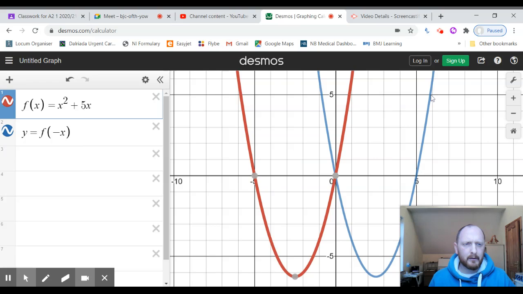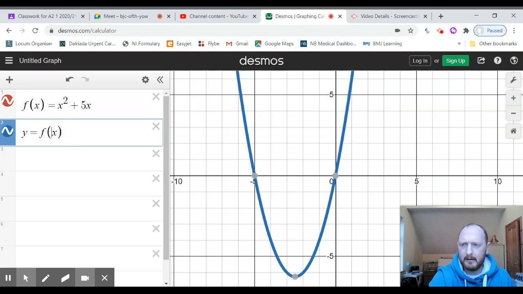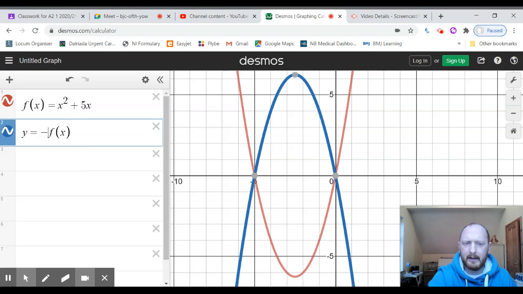This value here will have been reflected into the y-axis, somewhere around there. Okay. So f of minus x reflects it horizontally in the y-axis, and minus f of x reflects it in the x-axis vertically.